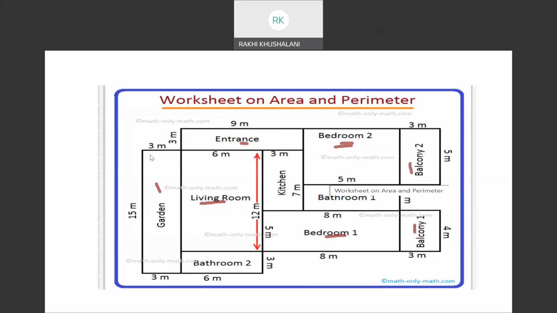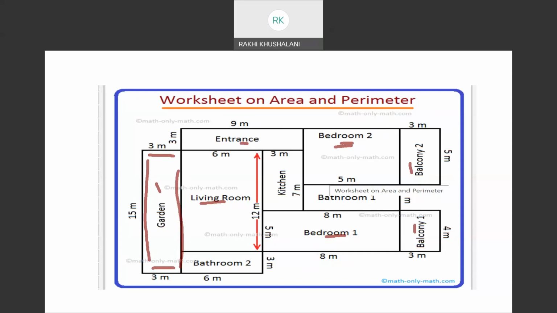So as per this, this is the garden. The garden is 3 by 15, and obviously this will also be 15 even if it's not specified, and this is 3, because in a rectangle opposite sides are the same, and you're seeing they are the same. The entrance is 9 and 3. The living room is 6 and 12.